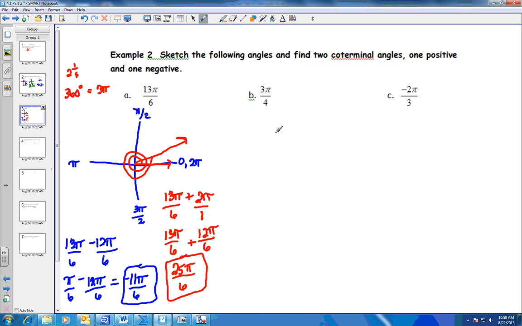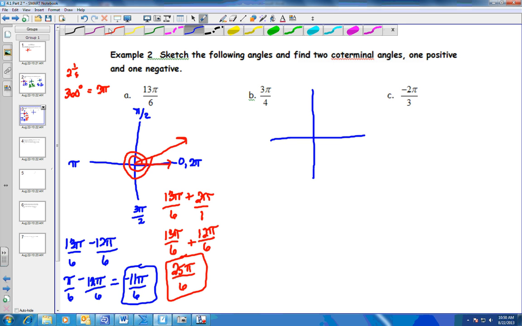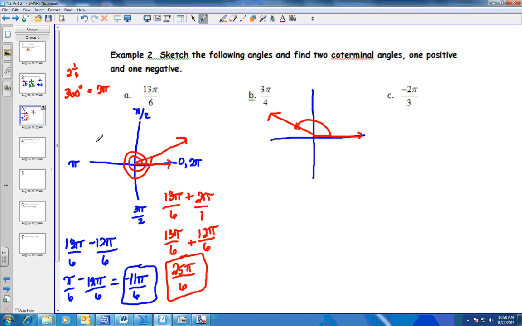Okay, so let's do part B, 3/4 pi. So if I want to sketch this, I know I'm going to go 3/4 of the way to pi. Remember, 0, pi over 2, pi. So here's my initial side. 3/4, I'm going to be somewhere over here in quadrant 2. Because 0, pi over 2, pi.